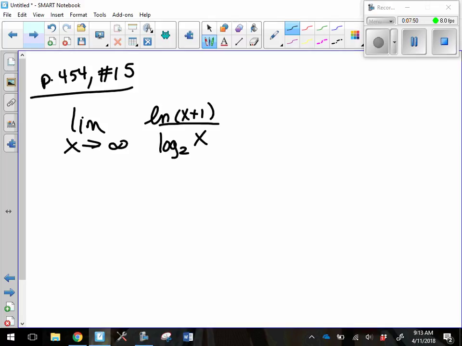So I am presented with a limit. What's the first thing I do? Substitute in. So if I substitute those in, what am I going to get?